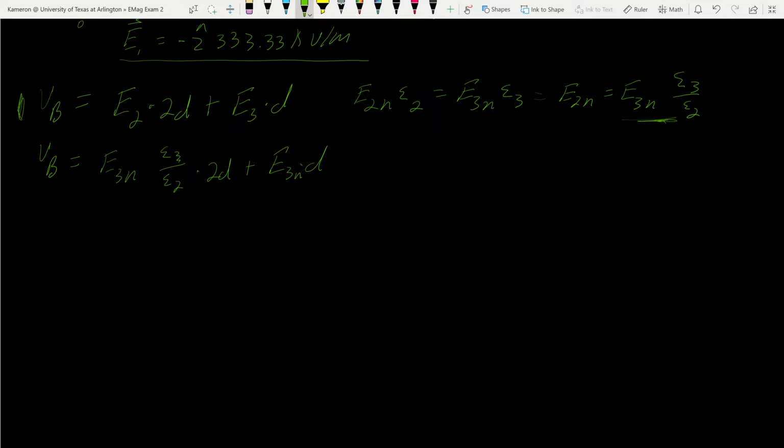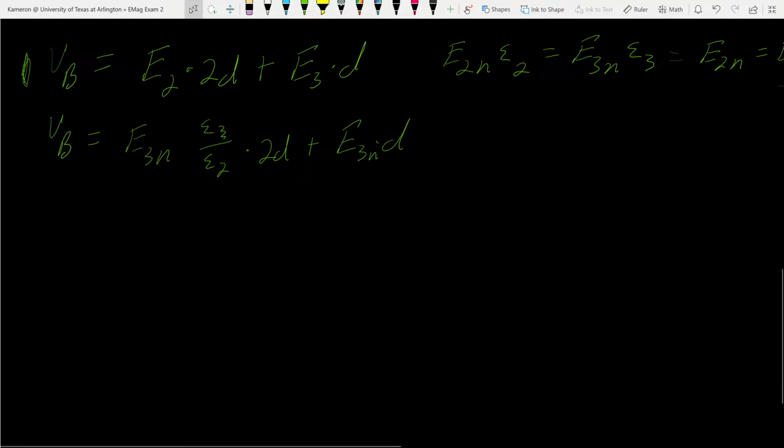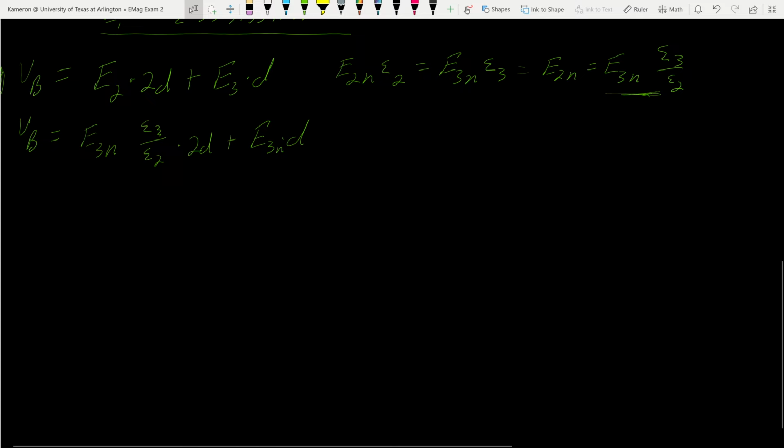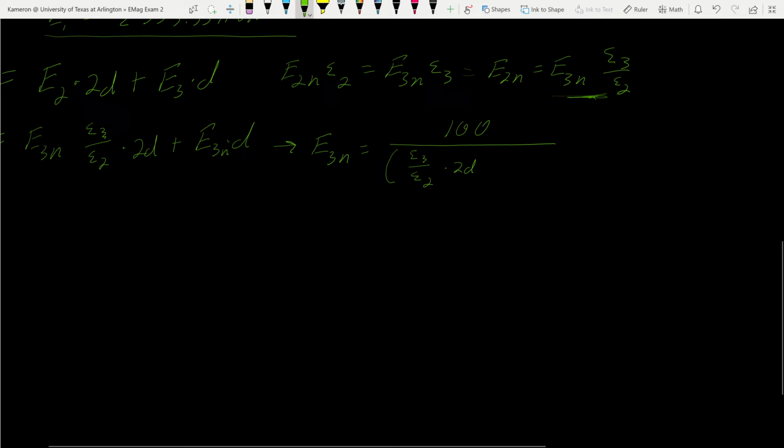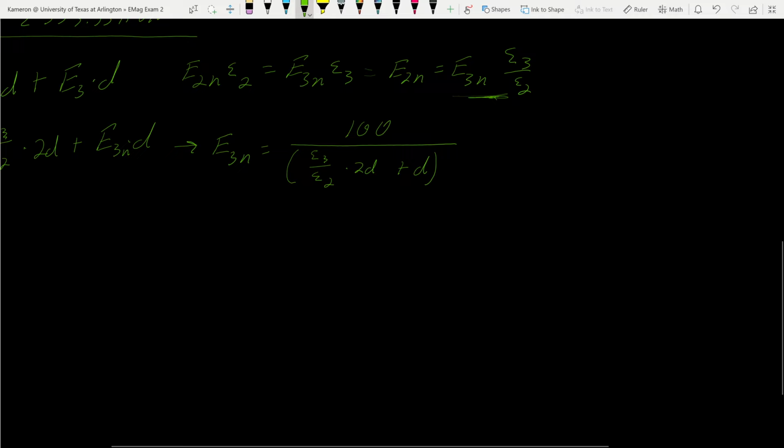Let's see. Alright, so we can factor out E3 of n and divide what's left over into VB. And that will give us a solution for E3 of N, and that will look something like this. So we'll have E3 of N equal to 100, which is our voltage, divided by epsilon 3 over epsilon 2 times 2d plus d. Plugging and chugging with our given values, since we have all of those, we have the number of 2.5 kilovolts per meter.